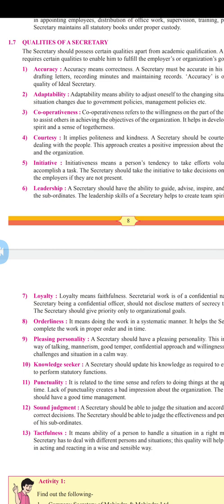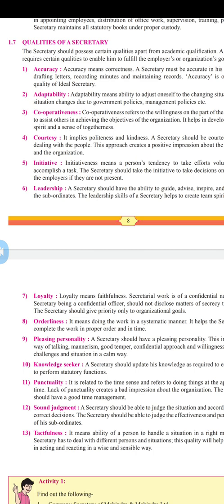Then, fourth is courtesy. Courtesy means politeness and kindness. A secretary should be courteous while dealing with people. This approach creates a positive impression about the employer and the organization.